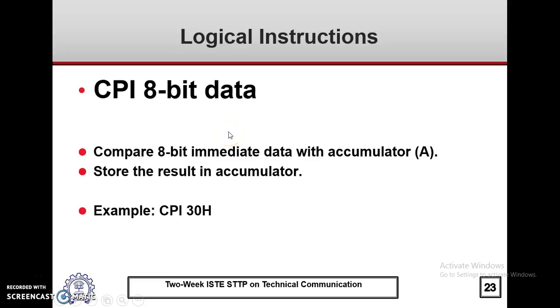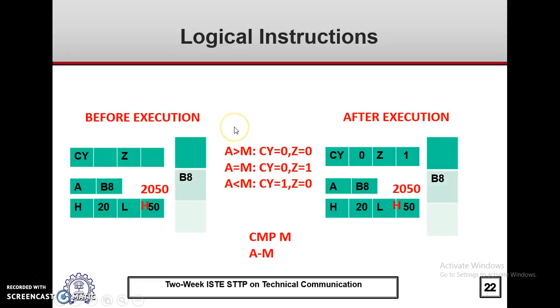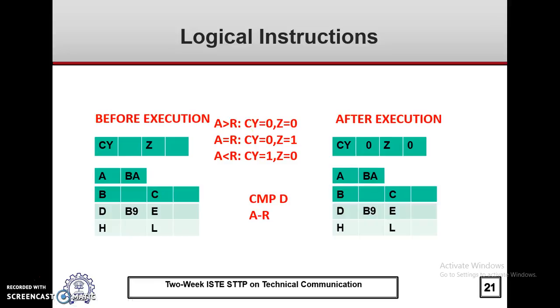If the content of the accumulator is greater than the content of the register, these are the status of the carry flag and zero flag. If A equals R, the content of accumulator and register are the same, in that case the carry flag will remain in the zero state and the zero flag will set. If the content of accumulator is less than the content of the register, in that case the carry flag will set. Okay, now let's see an example.